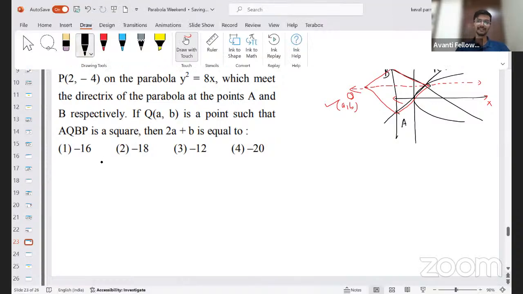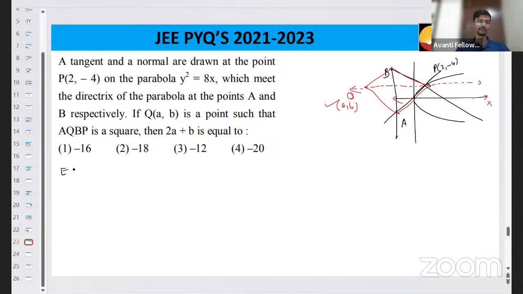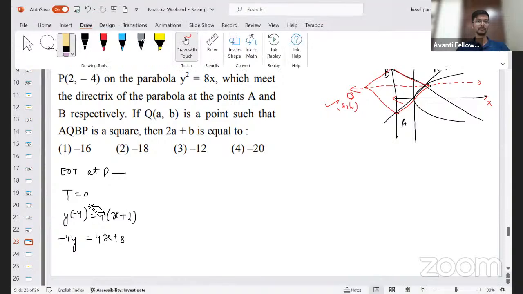Okay. First, let us write the equation of the tangent at P. We can write it as T equals to 0. So y into y1 is equal to 4 into x plus x1, giving 4y is equal to 4x plus 8. Oh, sorry. And we can cancel out here only.